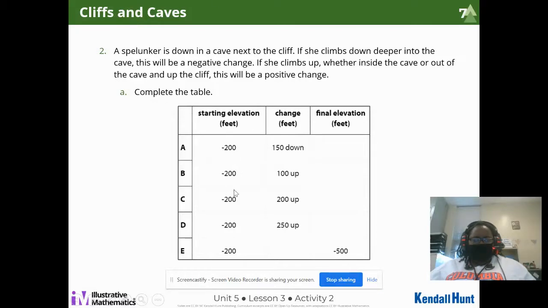So here, the only difference is you're starting with negative values. You're starting at negative 200, you're going down 150, so you're going to subtract. You're going to do negative 200 minus 150, which will give you a bigger negative number, negative 350. And you're going to do the same thing for B, C, D, and then E, again, you're working backwards. So if you started at negative 200 and you ended at negative 500, what did you subtract in order to get to negative 500? And that's how you would complete this one.